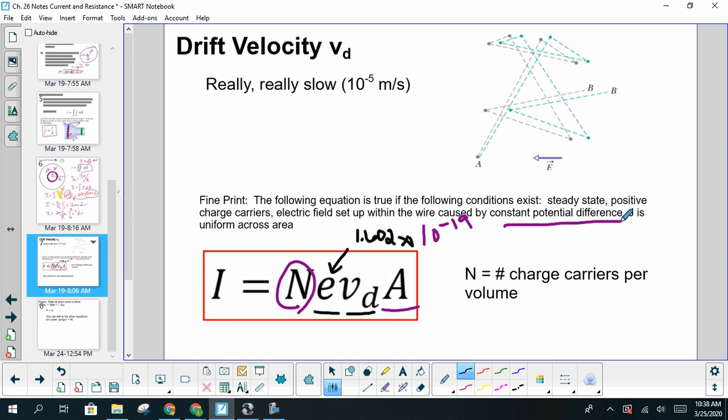So it's got to be just so in order to make that equation work. A couple of things to watch for: we have to have a constant steady state current. We have to have a constant potential difference that's causing that. And then we also have to have a uniform charge current density throughout that area.